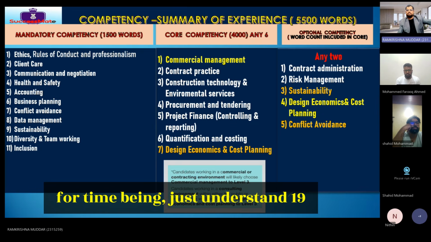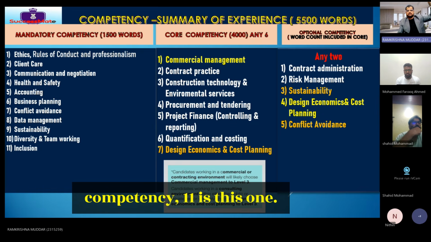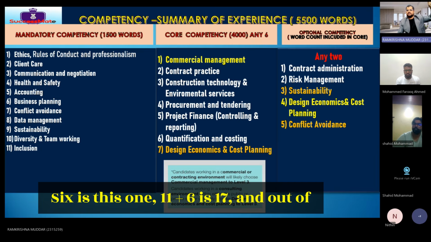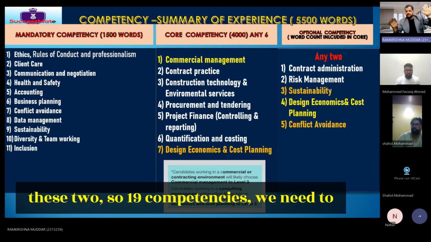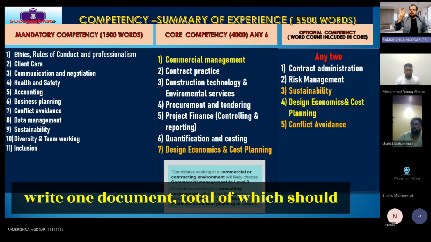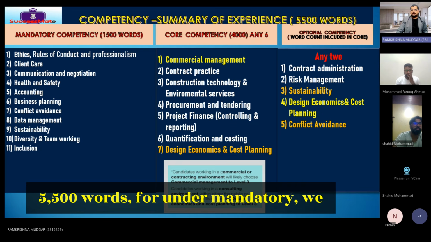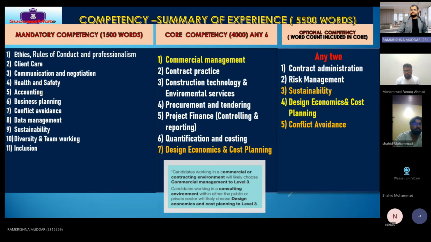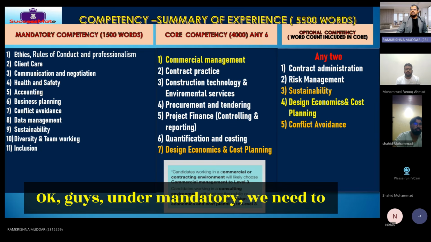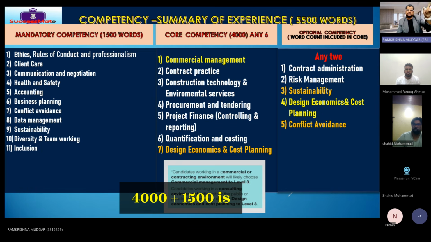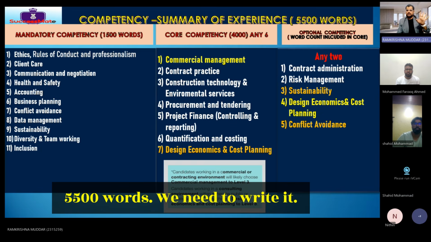Okay, for time being, just understand 19 competency, 11 is this one, 6 is this one, 11 plus 6, 17, and out of this 2. So for 19 competencies we need to write one document, total of which should be 5,500 words. Out of this 5,500 words, under mandatory, we need to write 1,500 words. And between core and optional, we need to write 4,000. So 4,000 plus 1,500 is 5,500 words.